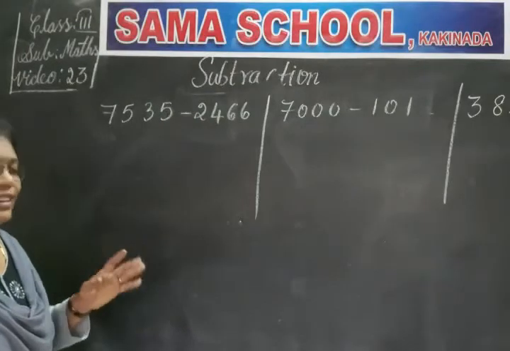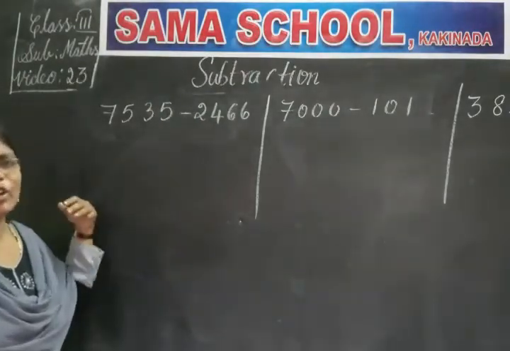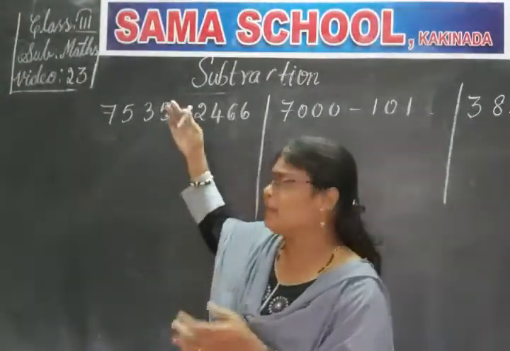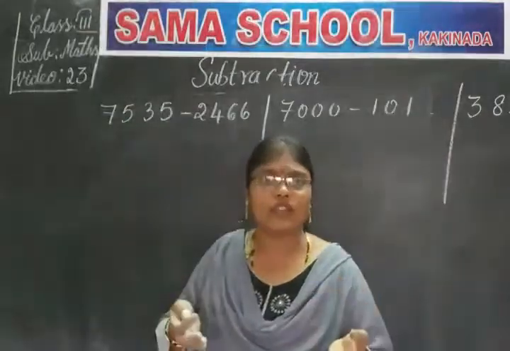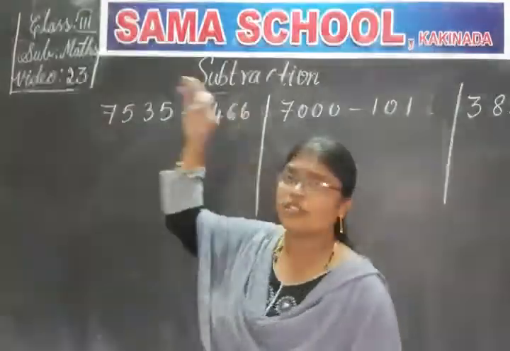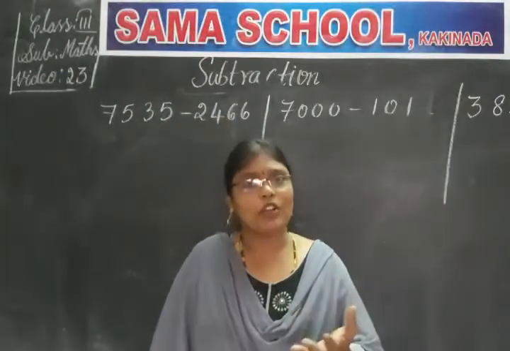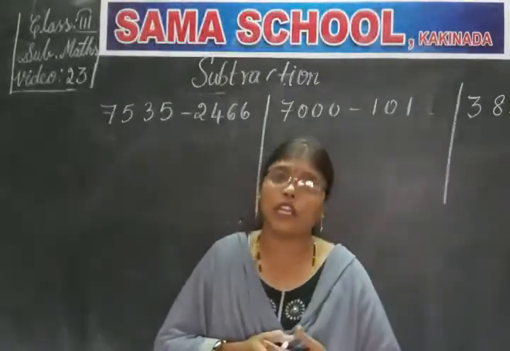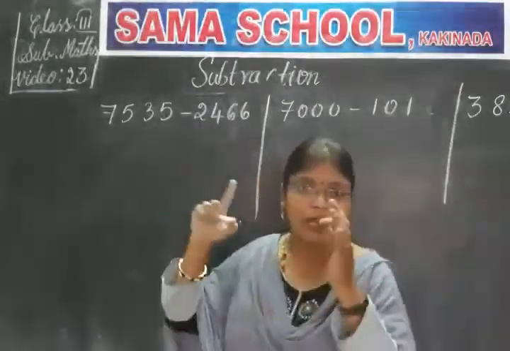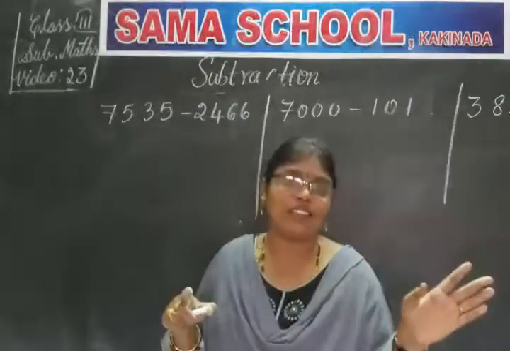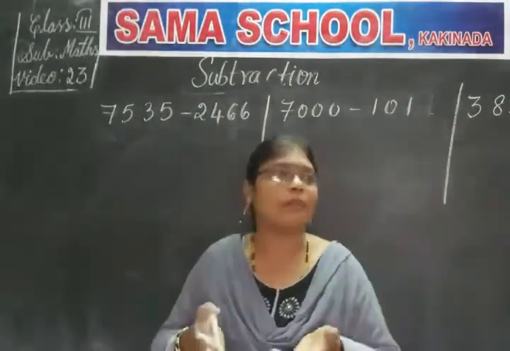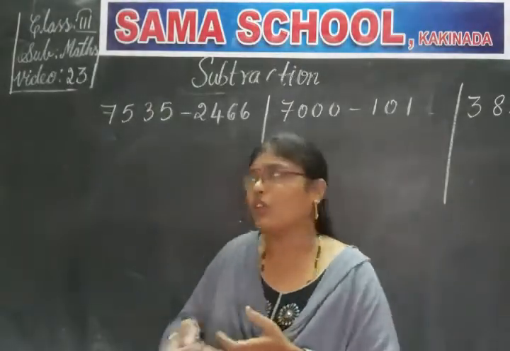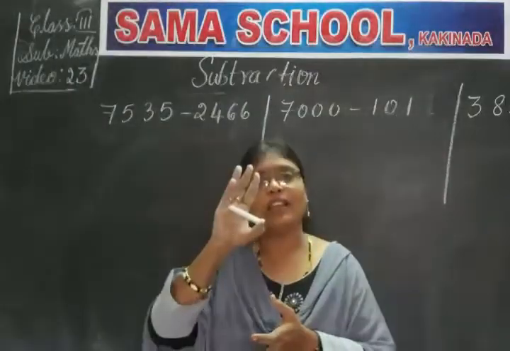See, in addition we can write the numbers in any order. Yes or no? We can write 7,535 first, or if we need we can write 2,466 first, because there will be no change in the answer, right? That is what we have learnt in the properties of addition. But in subtraction we cannot write like that, because we cannot subtract a bigger number from a smaller number. So first you have to write the bigger number on the top.